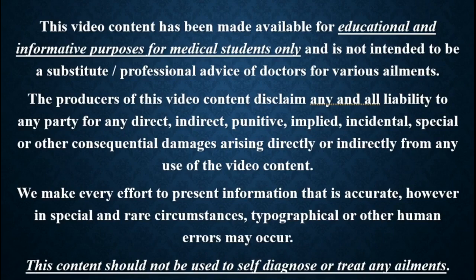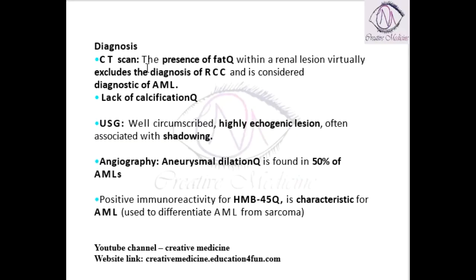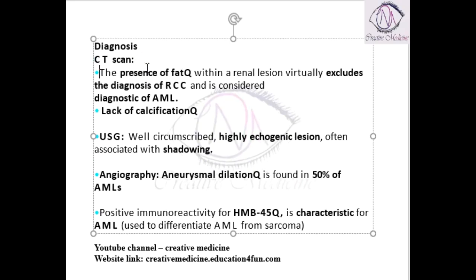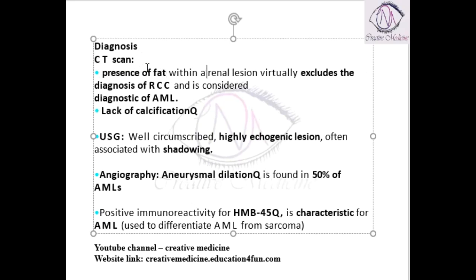In this lecture, we will learn about Diagnosis. Diagnosis is done with the help of CT scan. Presence of fat is seen in the renal lesion. When there is presence of fat in the lesion, this will exclude the diagnosis of renal cell carcinoma.